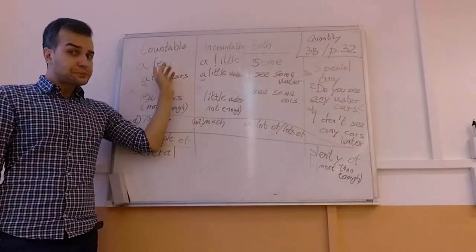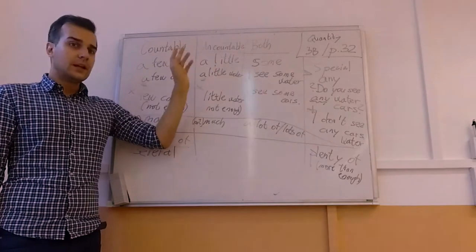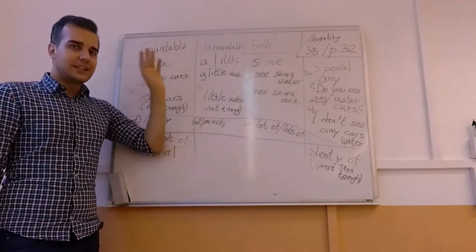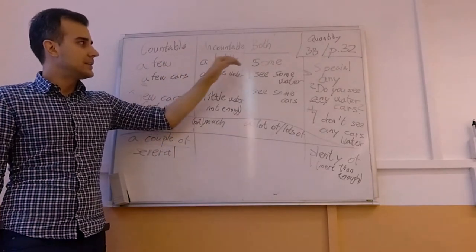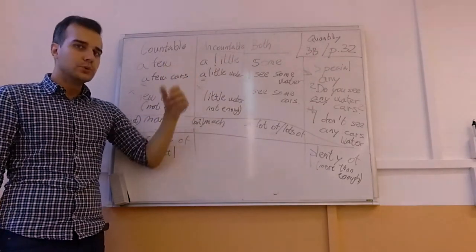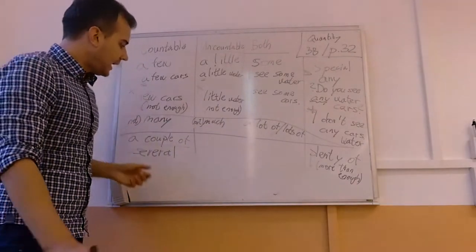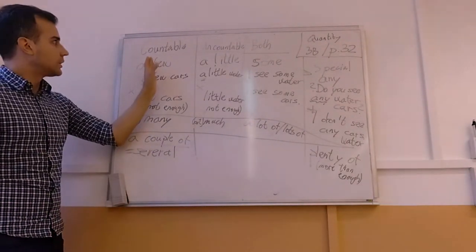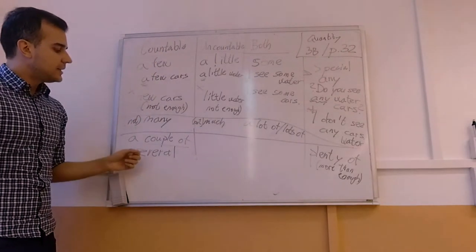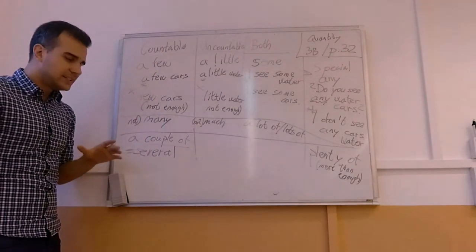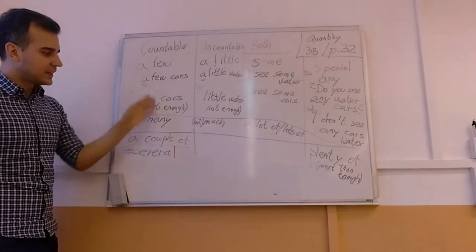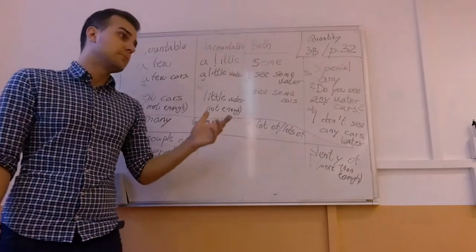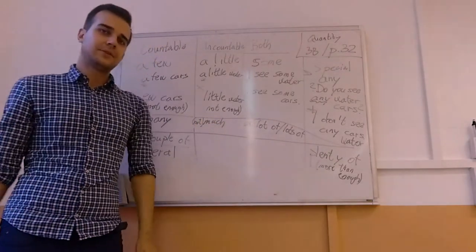And the last one, a few or a little. They are very similar to this, but the idea is there is enough. It's okay, right? So a little, trochu vody, a few, několik aut. And now the last one, a couple of, and several, only for countable, and they mean not many, they mean a few, all right? It's just like a few. So if I say a couple of students or several students, there are maybe 4 to 8, okay?